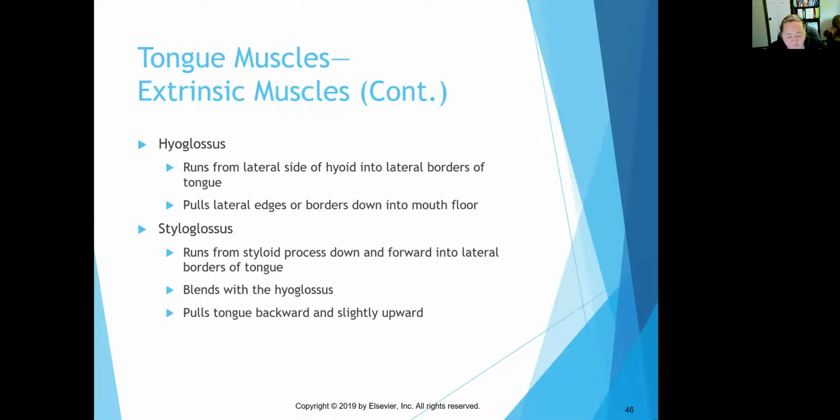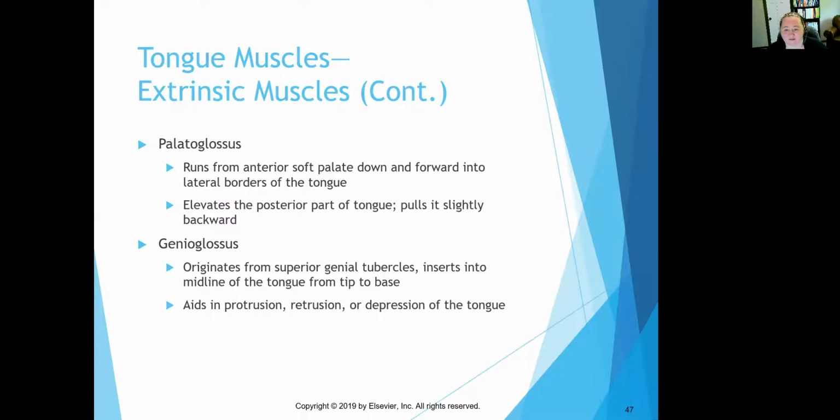Is that clear to you guys? See how these are moving? This is what's great about these muscles, it kind of tells you what it's doing.